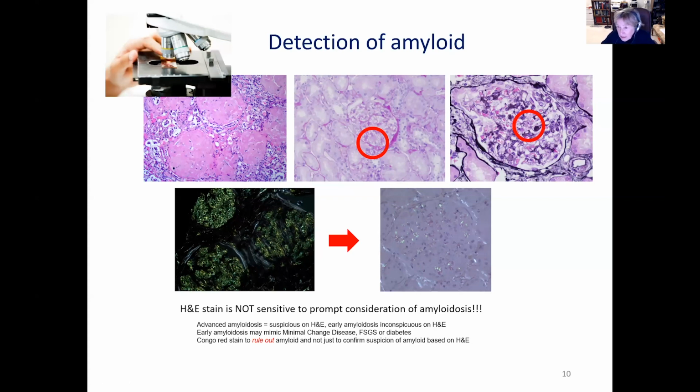Early amyloidosis can be missed. It mimics minimal change disease, focal and segmental glomerular sclerosis, diabetes. Hence, we need to do Congo red stain, not only to confirm our suspicion based on H&E stain, but also to rule it out. And I think you as clinicians should really make sure that the pathologists don't forget to do it, that they don't just stop reporting one diagnosis and consider that, oh, we probably don't need Congo red. Congo red stain is inexpensive, and it can be extremely helpful, in particular in the kidney biopsy, in earlier detection of amyloid. But this is not the end of the story.